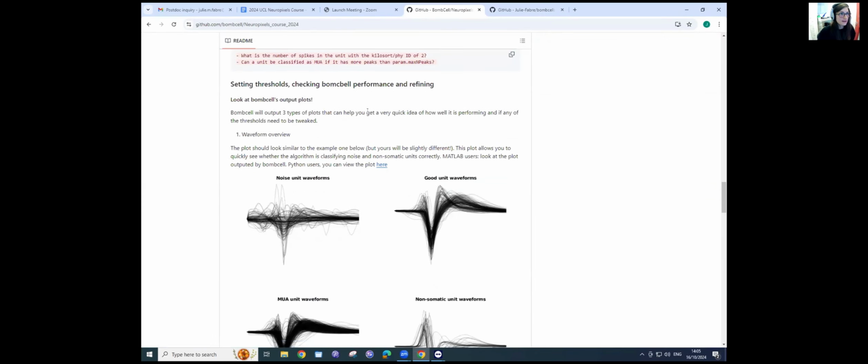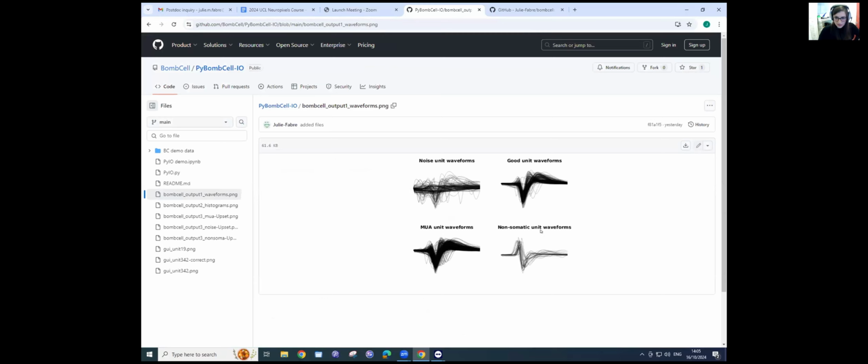Okay, and once you've run Bombcell, I think one of the strengths of this software is that you have a lot of output plots to look at, and you can quickly assess how well it's performing on your data and the quality of your data. The first one that is outputted, and we've added a little image here, is this one, where for each classification, noise, good, which are single units, multi-unit, and non-somatic, all the waveforms are shown. These are the templates outputted by Kilosort that have been unwhitened. That's very important. And they are on the peak channel for each unit. So each of these lines is one template for one unit, overlaid.